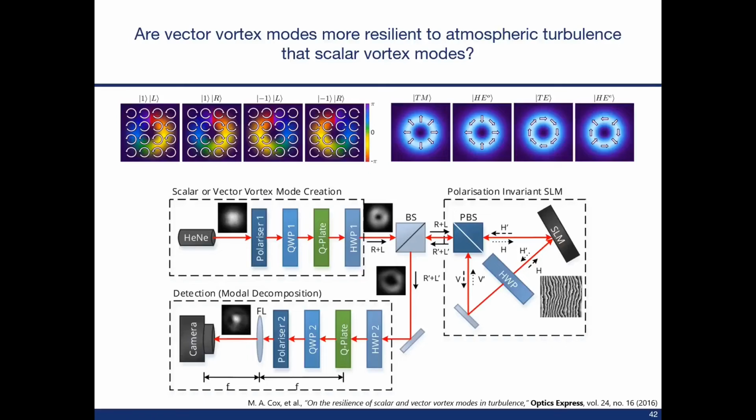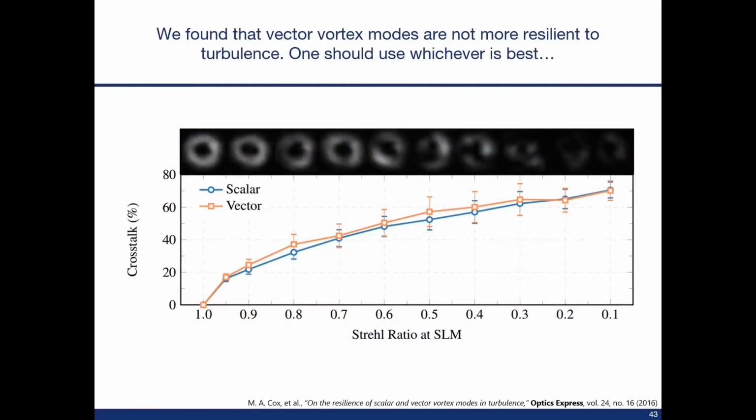I asked the question whether this was the case and did the experiment. You can see the experimental setup here at the bottom, which uses so-called Q plates to generate the modes, and a polarization invariant spatial light modulator setup to simulate the turbulence. This is because spatial light modulators can only modulate light with a horizontal polarization. We found that in all turbulence conditions that we tested, given by the so-called Strehl ratio, the performance is in fact identical within the error of the experiment.